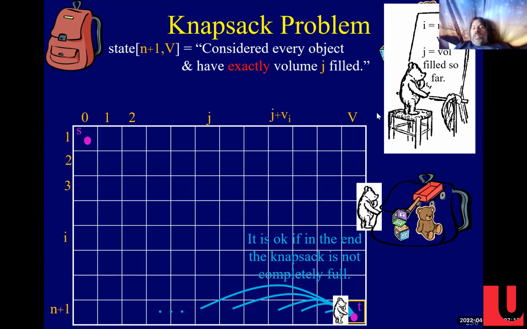And in fact, I'm going to give you a little warning. The little warning is to give some extra thought to edges into T, right? And why do I do that? Because often there is a problem there. In this case, the problem is, suppose Pooh Bear ends up in this state. Then that says, well, he's considered all the objects, but his knapsack is not completely full, right? And that's okay. We're not requiring him to absolutely fill the knapsack if it wasn't useful to him.